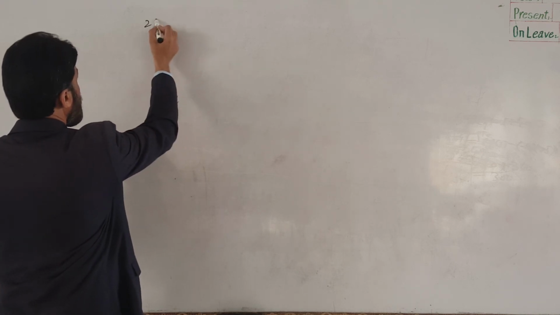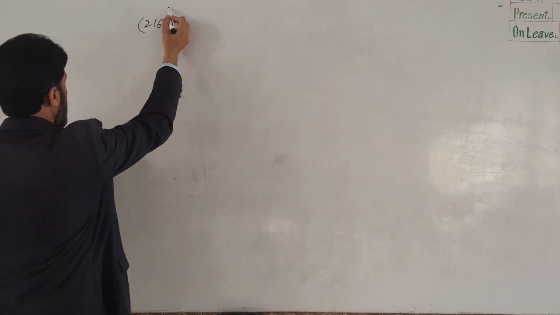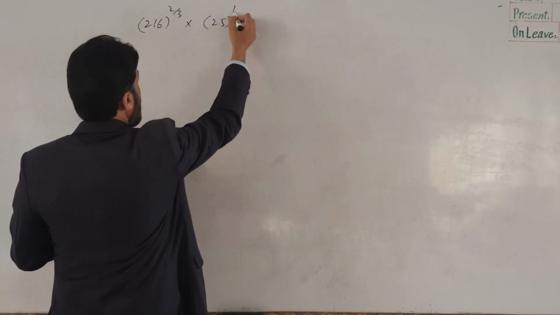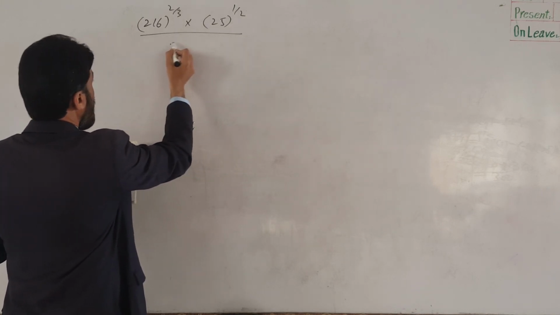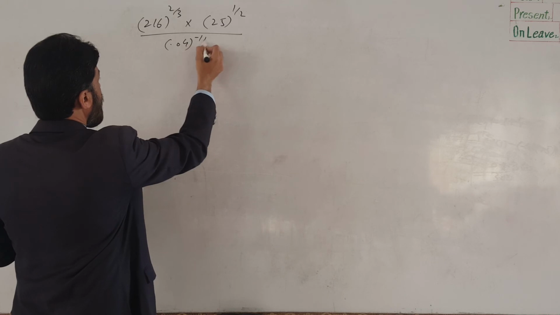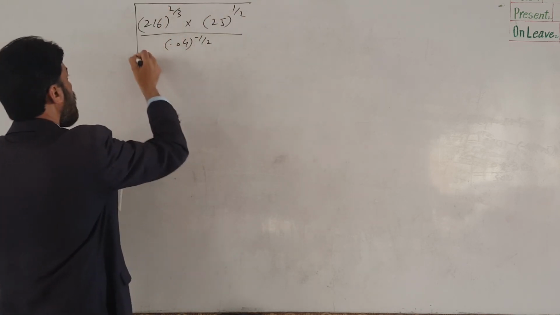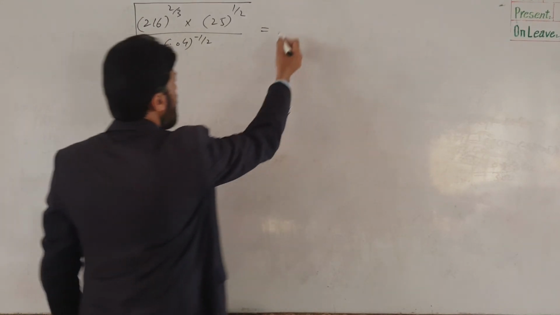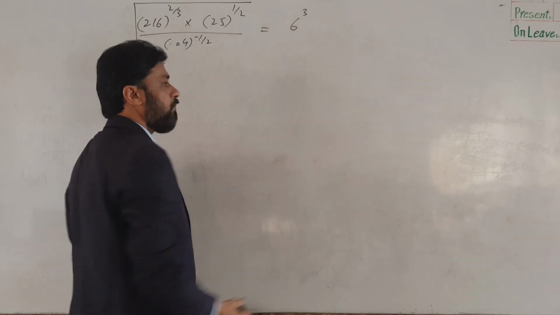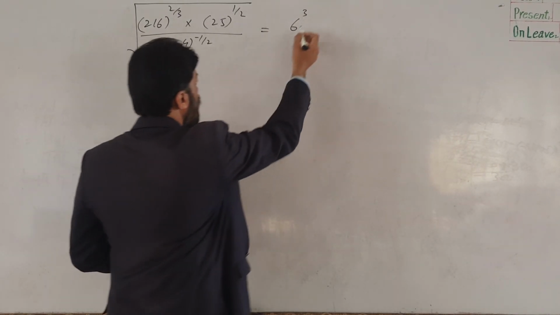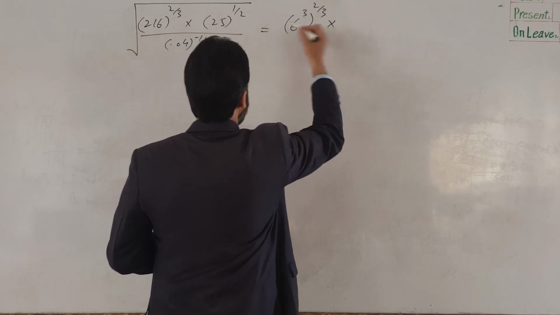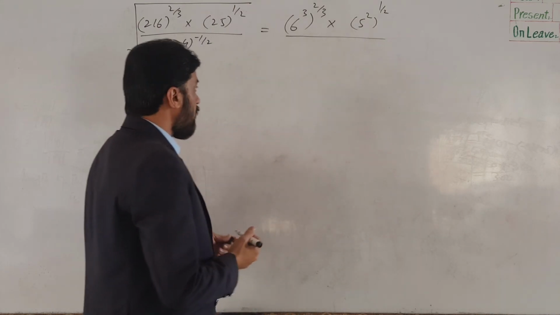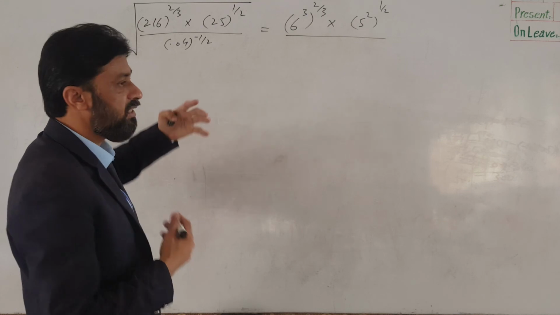second part. 216 raised to power 2 by 3, multiply by 25 raised to power 1 by 2, over 0.04 raised to power minus 1 by 2, whole under root, is equal to. 216, that is 6 cubed, raised to 2 by 3, multiply 25, that is 5 square, which is very simple. All students know about 25, that is 5 square.